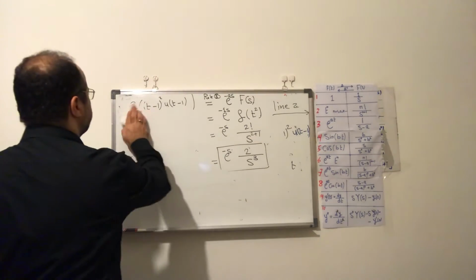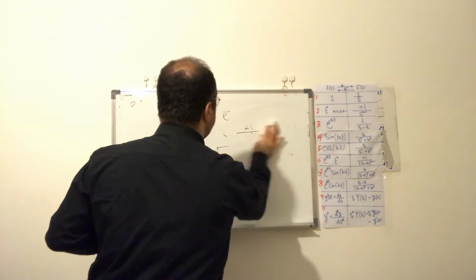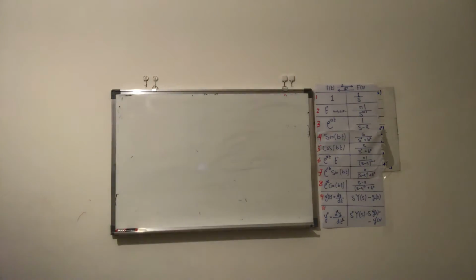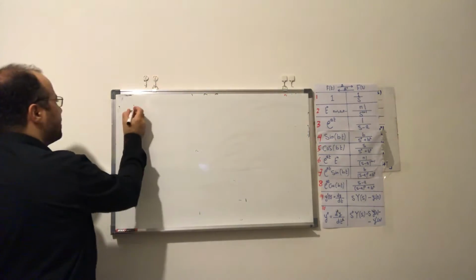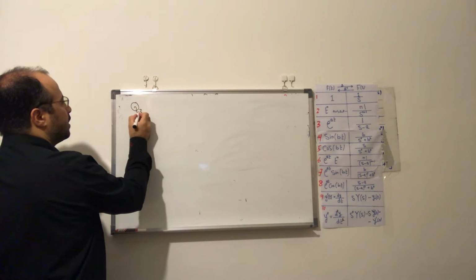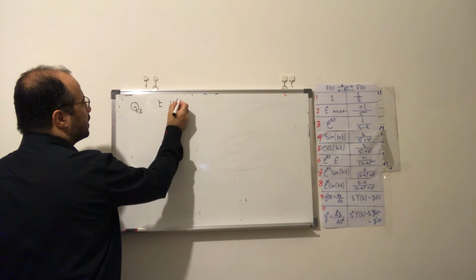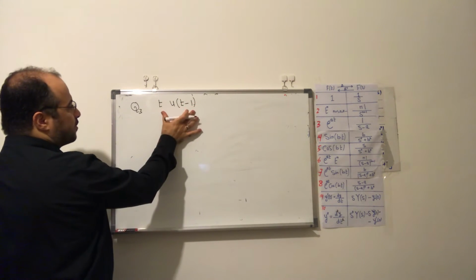Next. Let me go with question number 3. In question number 3, he is changing the function now, same page, and I have t times u(t minus 1). Now this is the function.